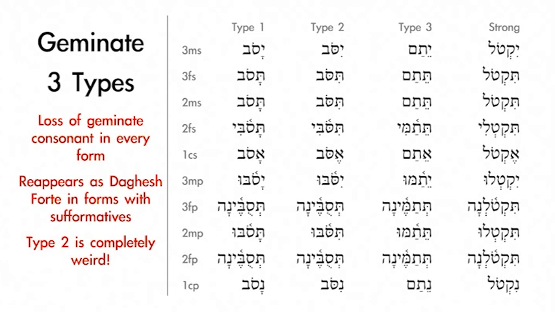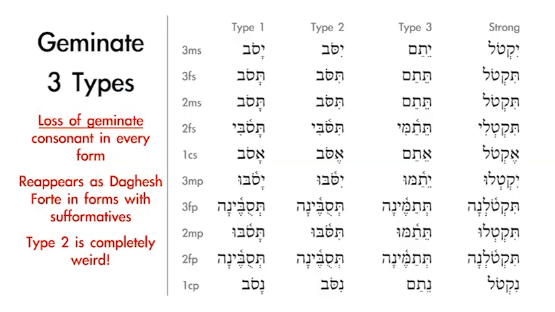Geminate verbs. You know that geminate verbs have identical second and third root letters. In the imperfect, the geminate consonant is always lost. Sometimes it reappears as a dagesh forte, sometimes it does not. Let's look together at some of the rules that govern geminate verbs.